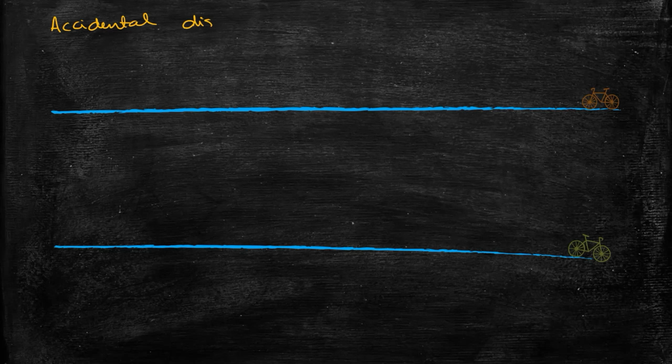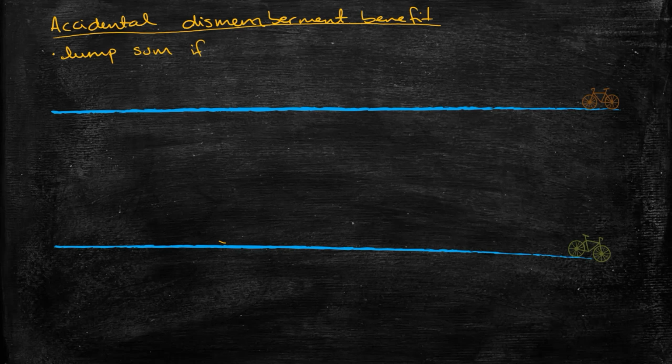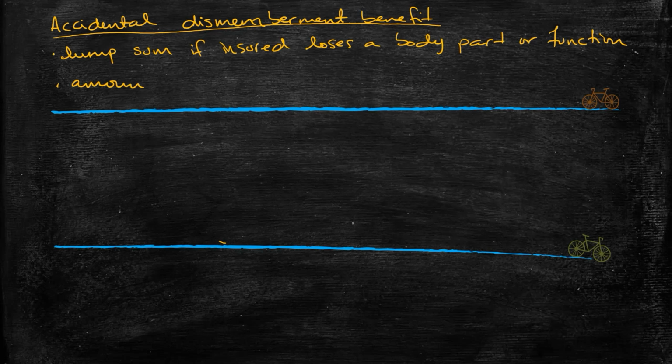The other three supplementary benefits are accidental dismemberment, waiver of premium for total disability, and parent waiver benefit. We're going to start off with the accidental dismemberment benefit. That is a lump sum that is paid if the insured loses a body part or a function, so they're unable to use that particular body part. And the amount that is paid does vary based on what the loss is, or the significance of the loss, the impact that it will have on the quality of life for the insured.